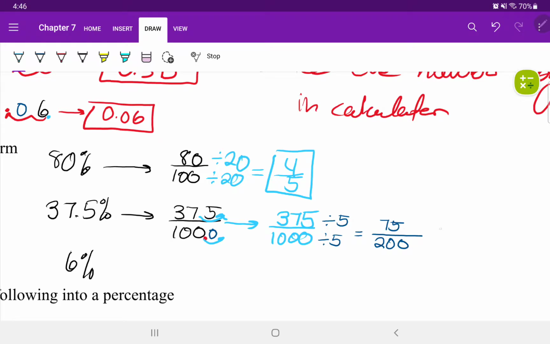This fraction can be reduced even further. Both numbers, 75 and 200, are divisible by 25. So I'm going to divide 25 from the numerator and divide 25 from my denominator. 75 divided by 25 is going to be 3. 200 divided by 25 is 8. My fraction is equal to 3/8 in its reduced form.